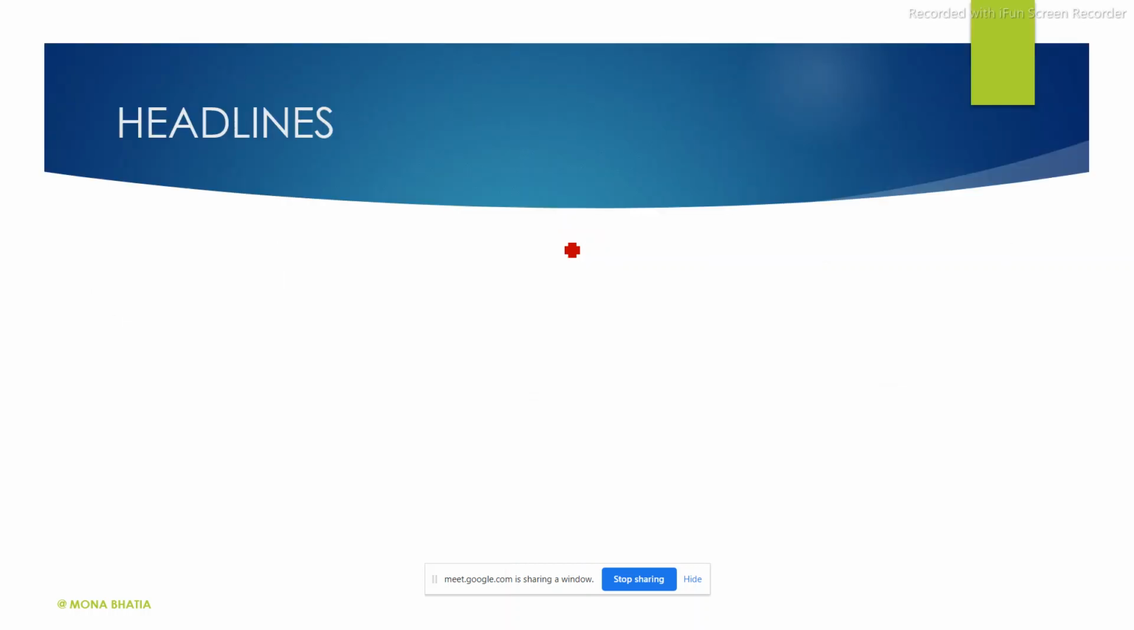What is a headline? As I said, it should be very catchy, because it is something that will make your reader go for reading your news further. Okay. It should make the person curious to know what is there in the report. Okay. And sometimes the headline serves as a brief intro of the whole news.